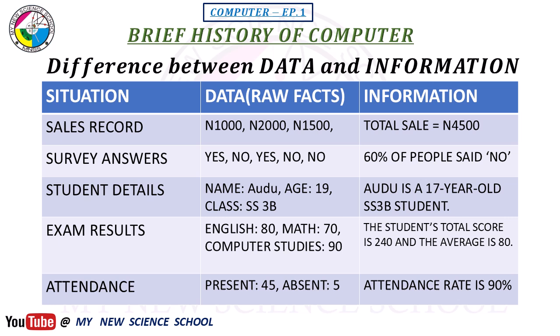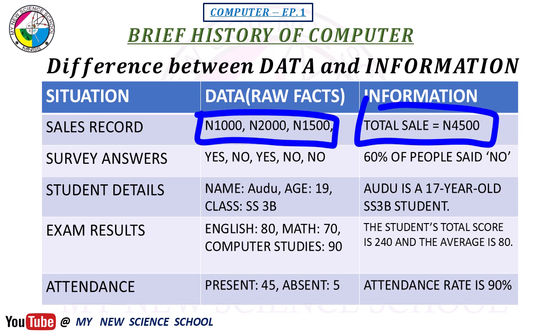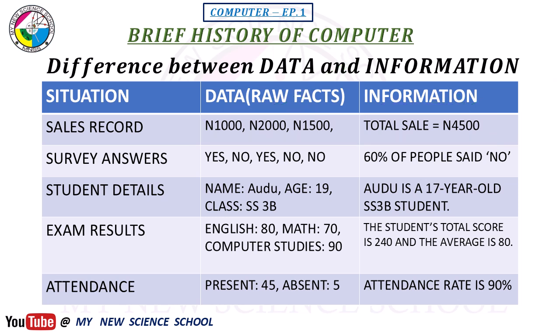So please, if I ask you what the difference is between this and this, your answer simply will be: this is raw fact, which is data, and this is information. The main difference in terms of the figures is that here we have individual, single pieces of data, while here, combined after processing these pieces, we have the information as 4,500.